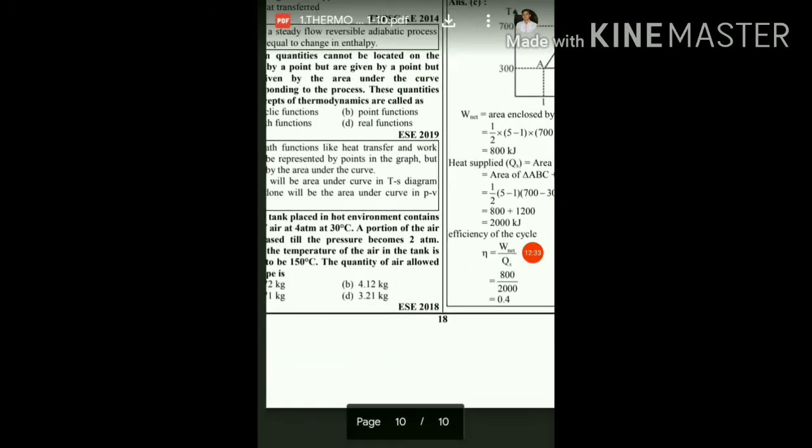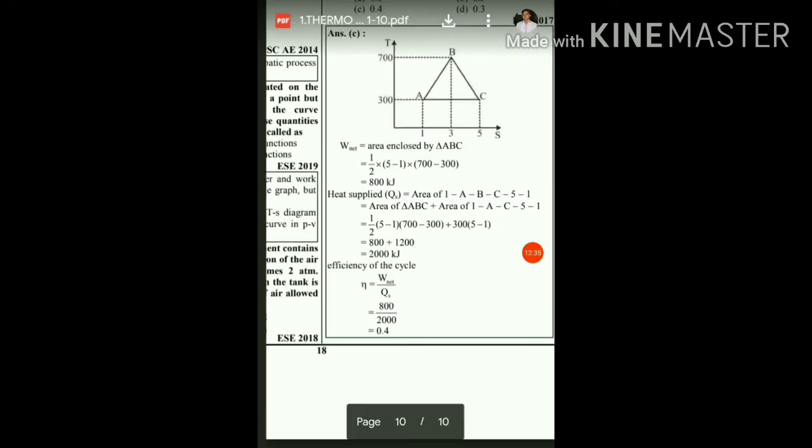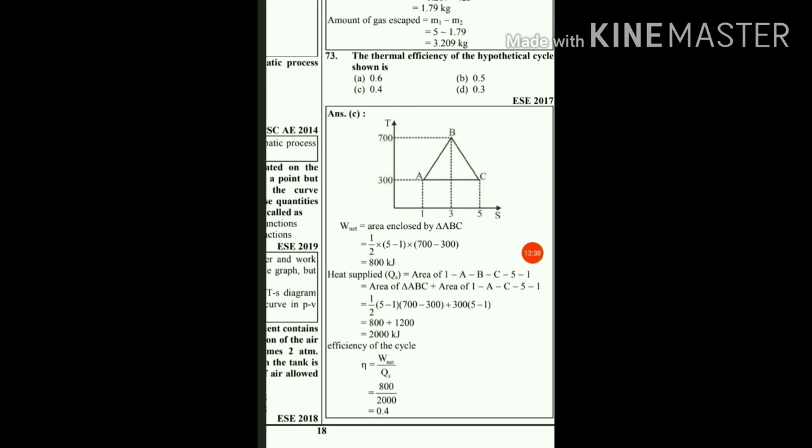So this will be the answer. It is given in the options, that is 3.209. That means option D will be the right answer. So option D will be the right answer for the given question.